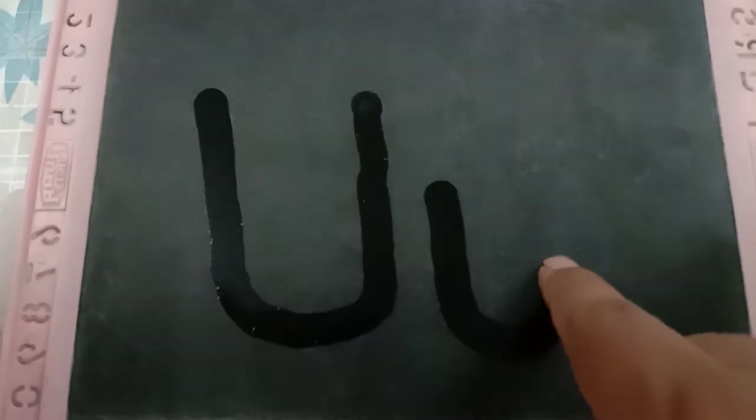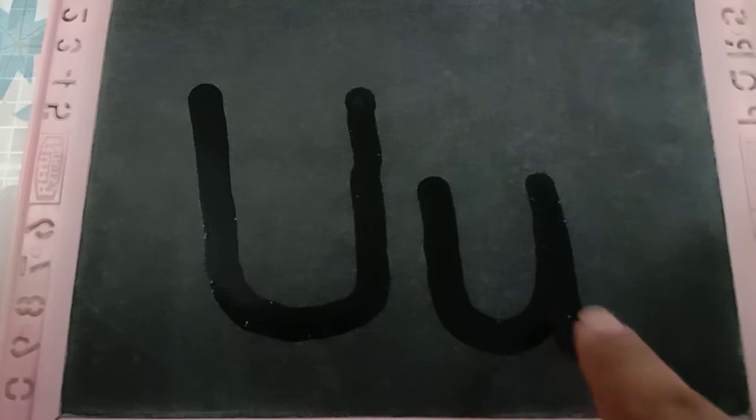Now we will write small u. First, we will make one standing line. Then we will make a curve. We will go up and come down standing. Small u. Capital U, small u.